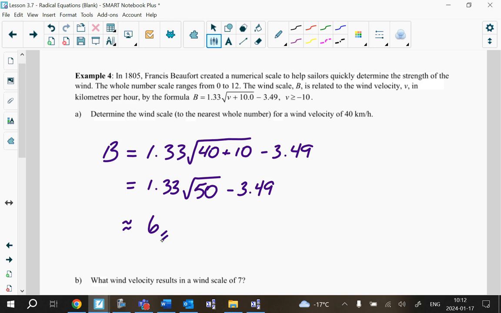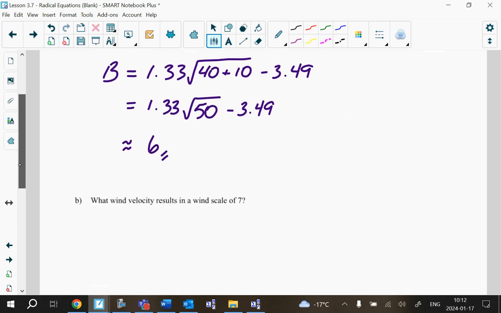You can just round it right away. In this example, yes, because the scale is from 0 to 12. They're whole numbers. Okay, what if you were given the scale number and you were asked to find how fast the wind is blowing.